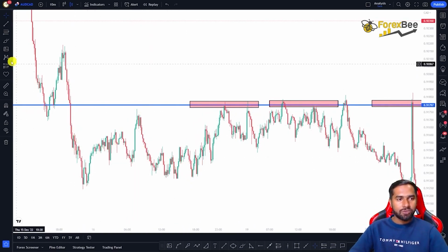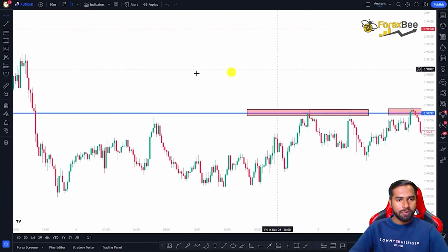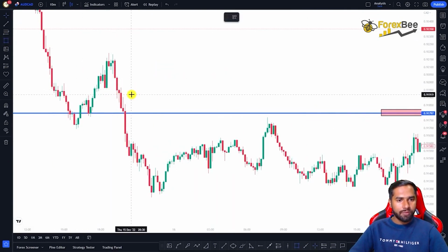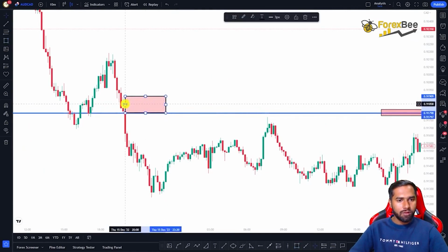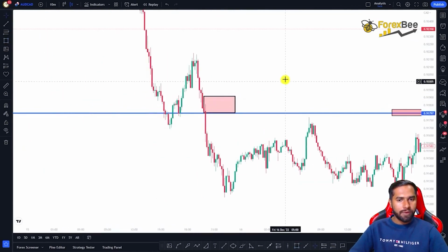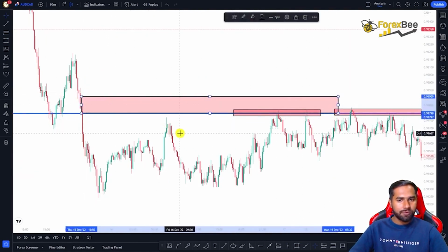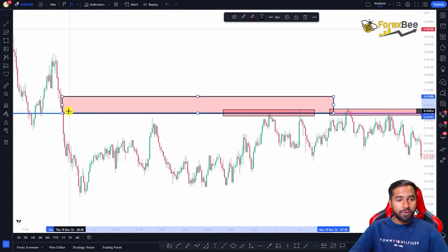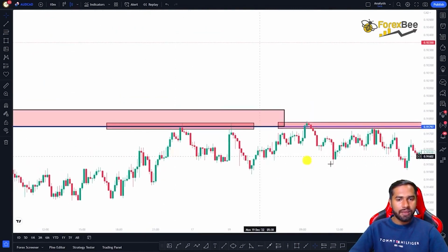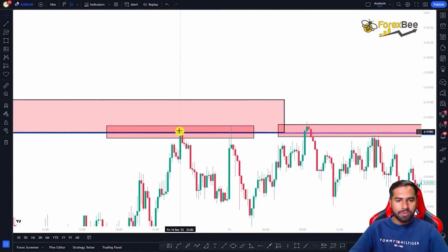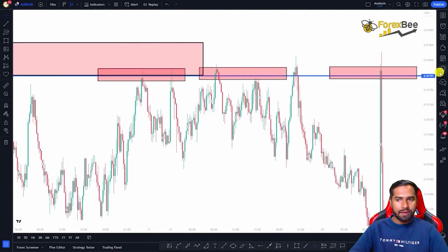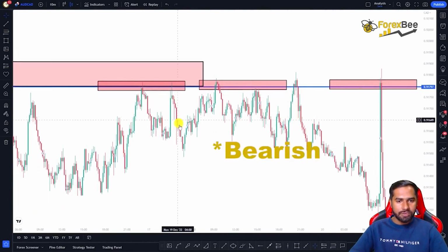So if I go ahead and draw the supply zone from this high to this low, and extend it, we can see that this supply zone and this resistance zone are forming at the same level. After the formation of this supply zone, the market comes back in order to pick the pending orders. As you can see on this candle, the market picked the pending orders, and then it goes in the bearish direction, as we can see here.